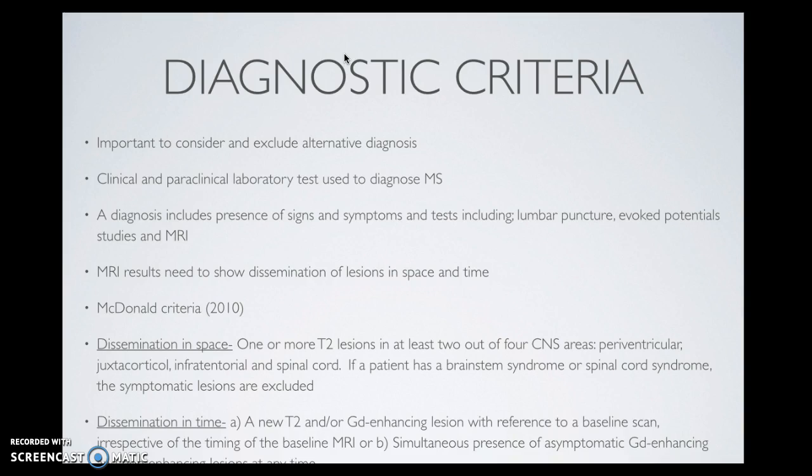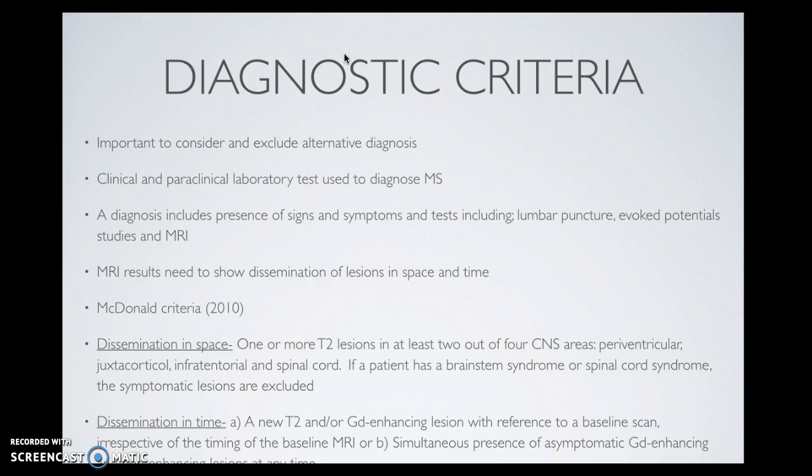It is expected that there will be 1 or 2 more T2 lesions and at least 2 out of 4 CNS areas. These areas include the periventricular, juxtacortical, infratentorial, and spinal cord. This is commonly referred to as dissemination in space.